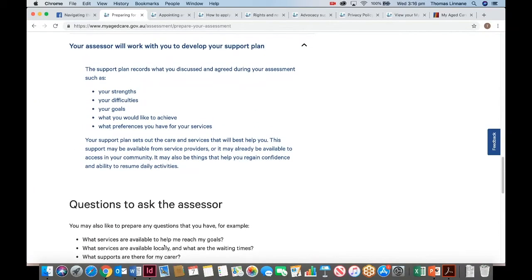And then we'll come up with some recommendations, which, as we said, could be funded Commonwealth services or might be some other sort of strategies, equipment, non-funded groups, whatever it might be. At the end of the assessment, we're going to leave you with our information and our contact details, as well as the My Aged Care contact details. And we're going to make sure that you have in your head a clear picture of what's going to happen next. So that would be a home support assessment.